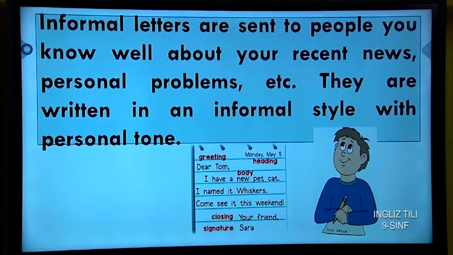Great. So, next one. I want to explain to you, we have two kinds of letters, informal letters and formal letters. So, first one, I want to explain informal letters. Informal letters are sent to people you know well about your recent news, personal problems. They are written in an informal style with a personal tone.